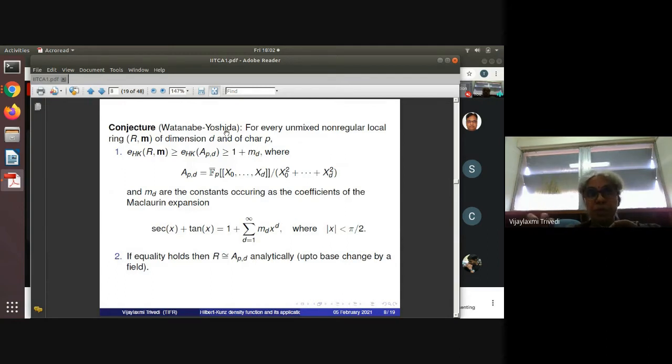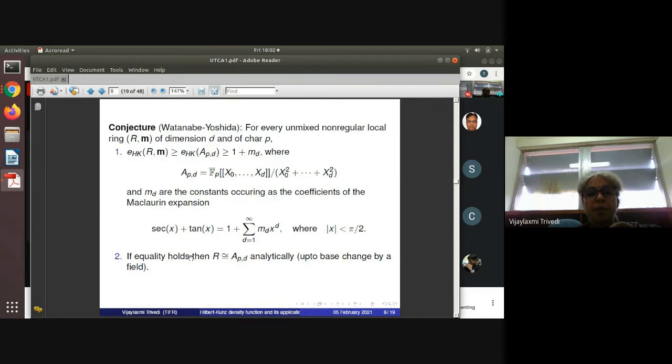Now suppose I don't take a regular ring, I look at the next best possible class, which is quadric hypersurfaces. These come after regular rings, so they will achieve the least multiplicity compared to other kinds of rings which are not regular. This is what the conjecture says: e_HK of R at the maximal ideal, for any unmixed non-regular local ring, is greater than or equal to e_HK of the quadric hypersurface. I'll come to this later. The other striking thing is that if equality holds here, then up to completion R is isomorphic to this one. So just a numerical invariant is deciding the ring structure analytically. This is a conjecture, and I'll come back to this.